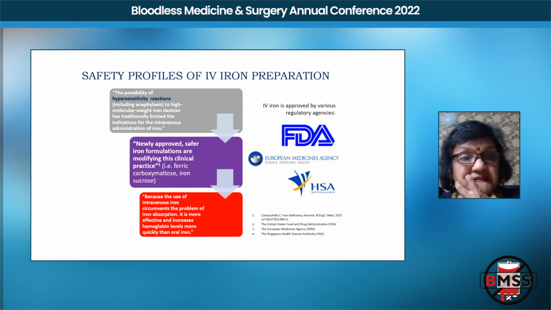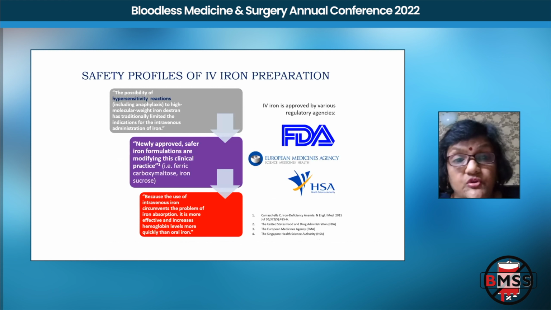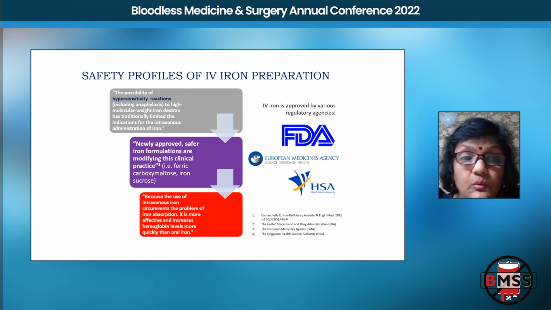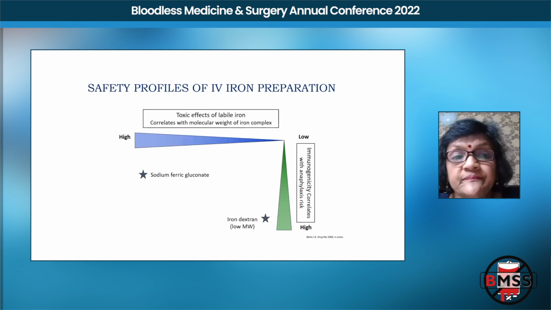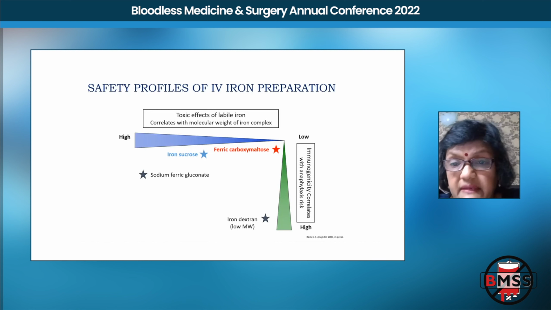Is IV iron safe? These newly approved iron formulations, ferric carboxymaltose and iron sucrose, are quite safe. The reactions with IV iron which were previously seen were with the high molecular weight iron dextran that was available, which is now improved and safer to use. When we look at the toxic effect and the immunogenicity of iron, the one that gives us the best result is probably ferric carboxymaltose, because it has low toxic effect and low anaphylactic risk.